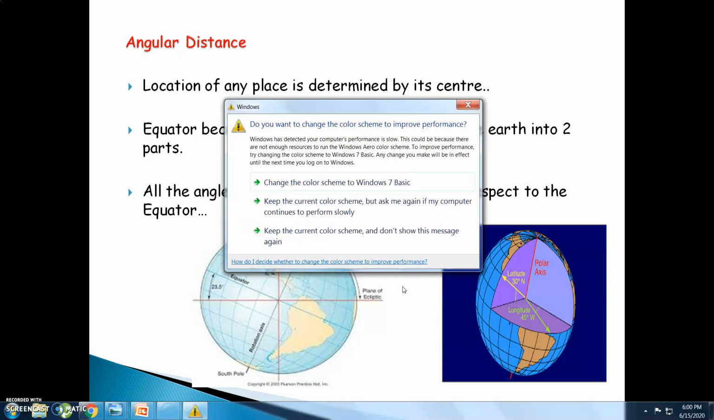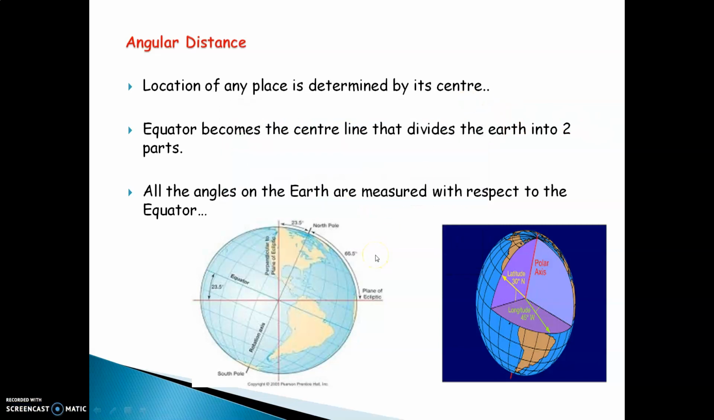All the angles on the earth are measured with respect to the equator. You will see in the picture, there are a lot of longitudes and latitudes on the earth. That is standing lines and sleeping lines. You can realize this picture has a net kind of thing. That is latitudes and longitudes drawn on the earth. All the angles on the earth are measured from the equator. That is called the angular distance.